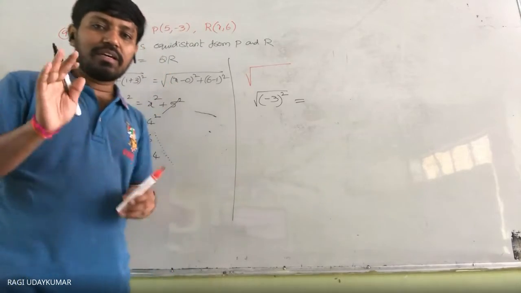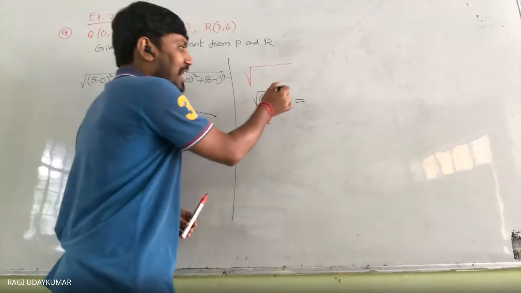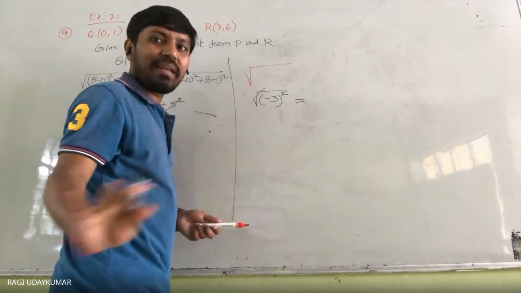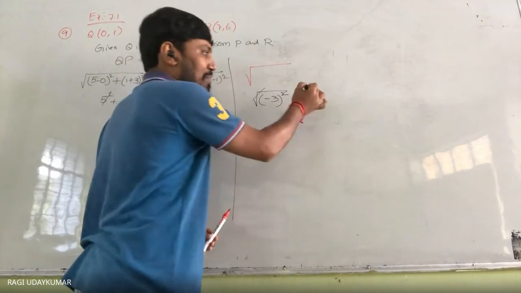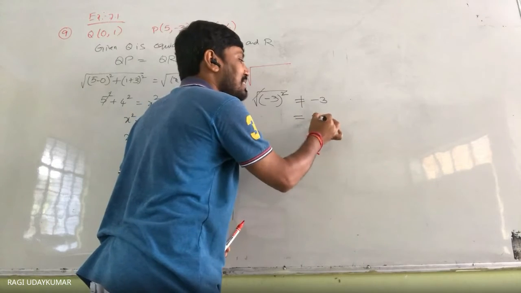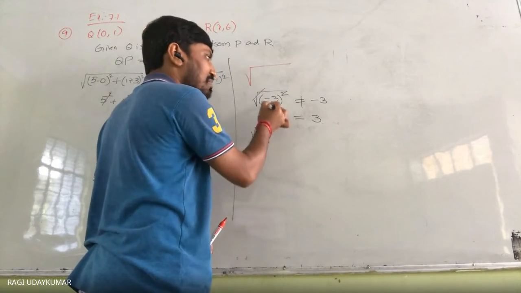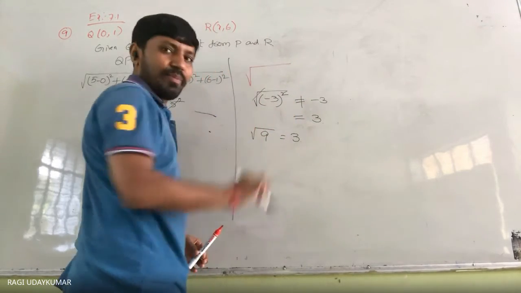So here most of you have to remember that most of the students have a habit of cancelling this and this. Actually, that is completely wrong. If you cancel like that, the answer we are going to get is minus 3. But the answer is not minus 3, it is plus 3 because of the square root symbol. Why? Because square root of minus 3 whole square is square root of 9, and the value of square root of 9 is 3.